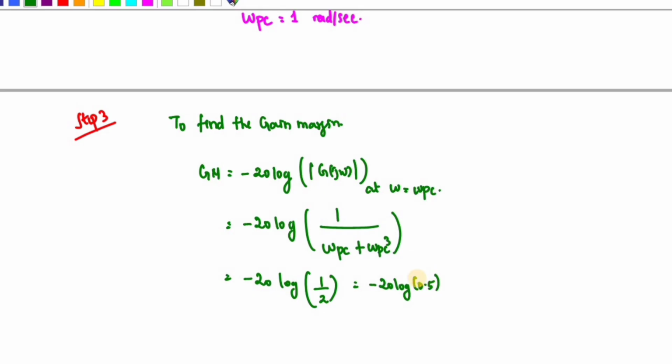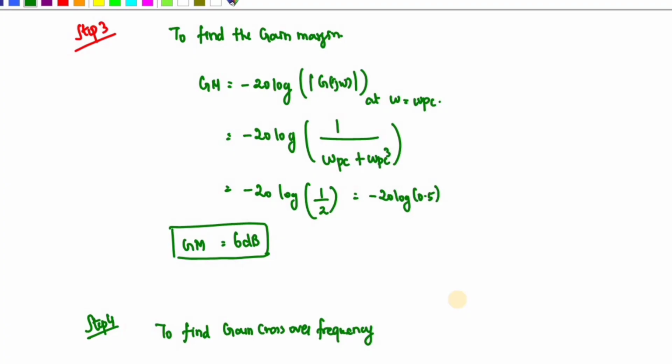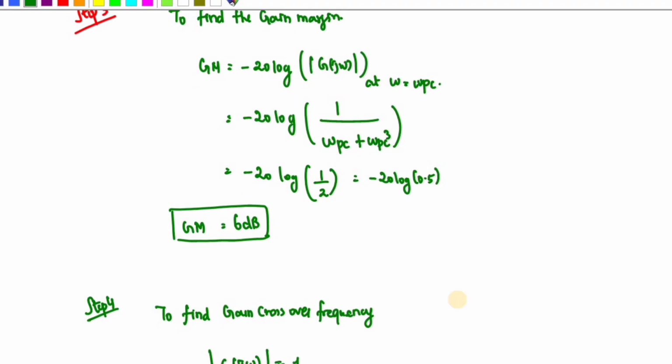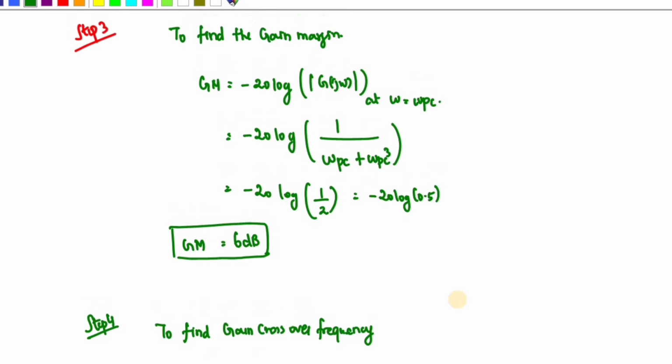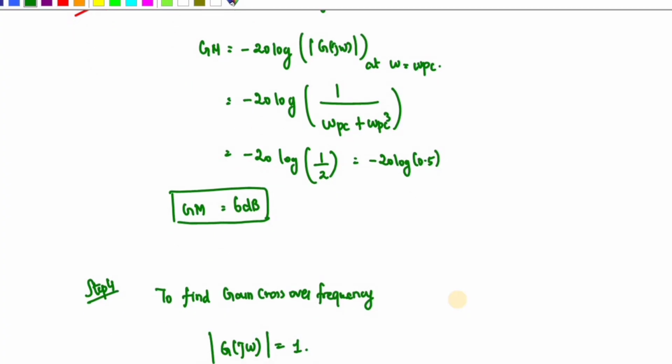So minus 20 log of 0.5 is 6 dB. So this is your gain margin. The next step is step 4, which is to find the gain crossover frequency. In order to find the gain crossover frequency, you have to equate the magnitude of G of j omega to 1.